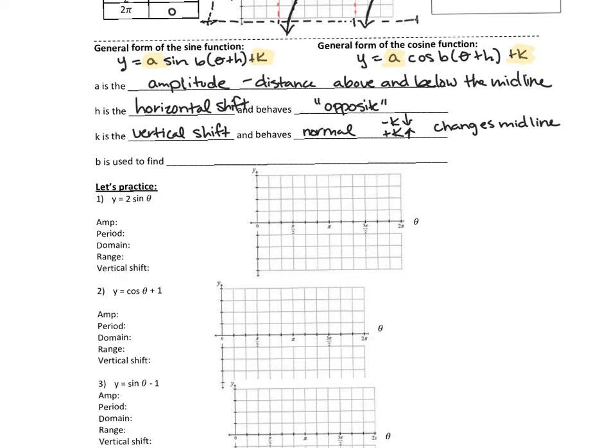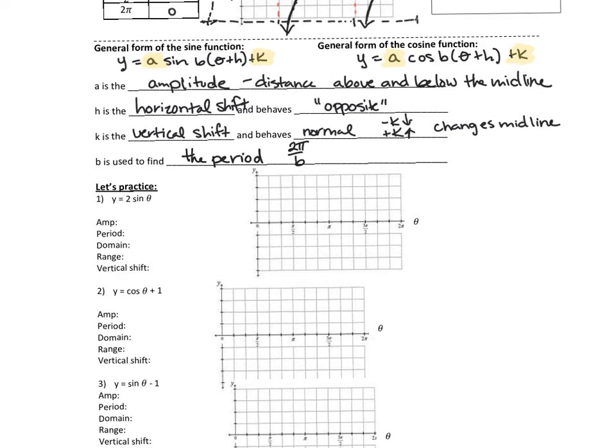B helps me find the period. The period can be determined by 2 pi divided by B. We won't really be looking at B this year in class, but in Zoom we will look at the effect of shortening or lengthening the period, what it does to our wave.